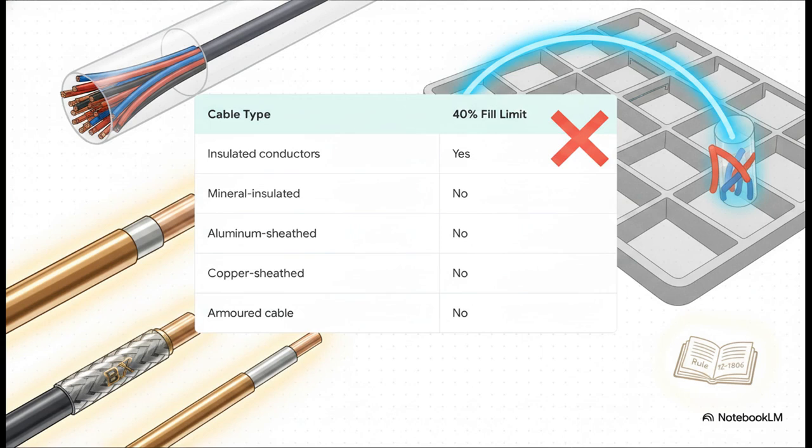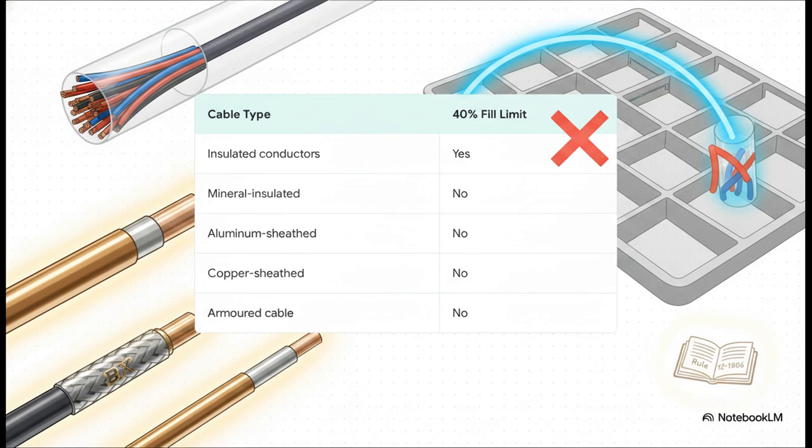But wait, there's a catch. The 40% fill rule applies to standard loose conductors. The code actually gives you an exemption here if you are running specific self-contained jacketed cables, things like mineral insulated cable, aluminum or copper sheathed cable, armored cable like your standard BX or even NMD cable.